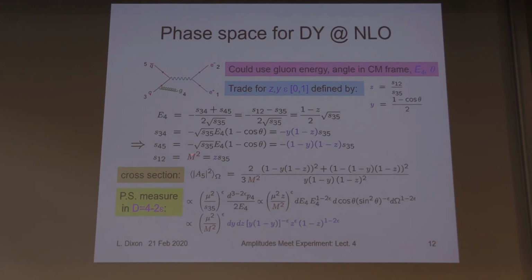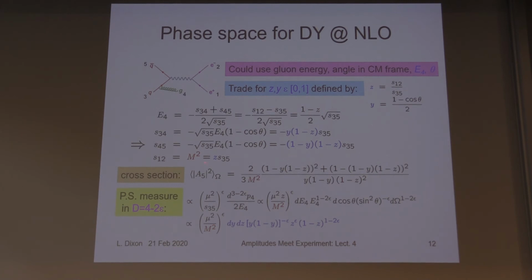And the theta dependence is carried through, in the formula, through S34 and S45, which you can work out to be related to the overall S35 by these factors of y times 1 minus z and 1 minus y, 1 minus z. So in the collinear limits where y goes to 0 and 1, one or the other of these will vanish. In the soft limit where z goes to 1, both of these will vanish. Any questions about that?